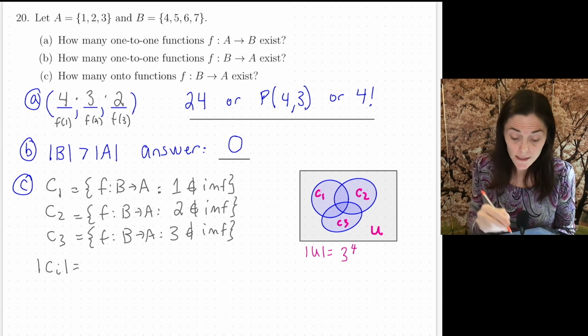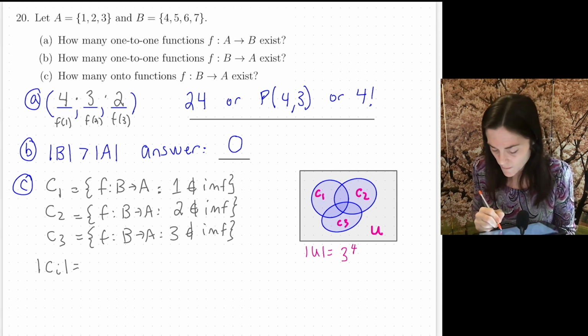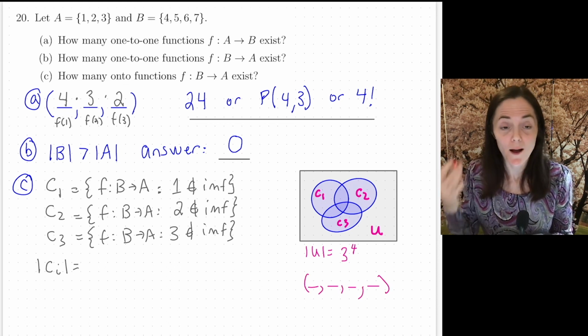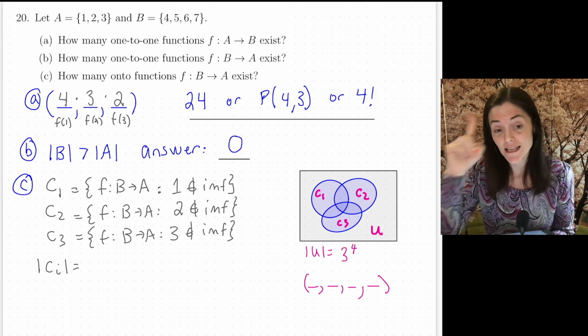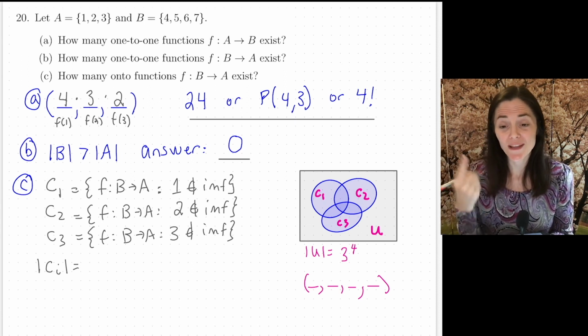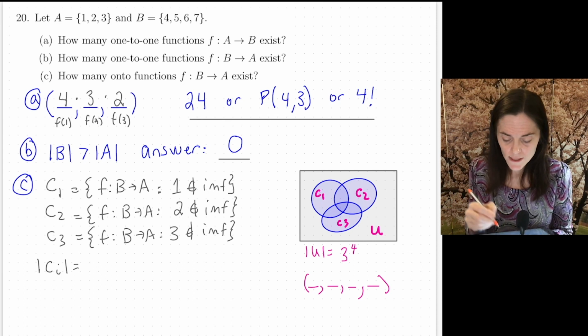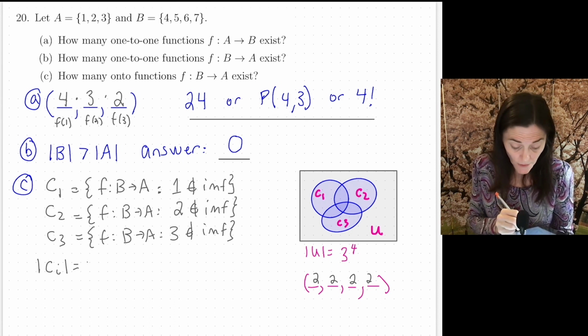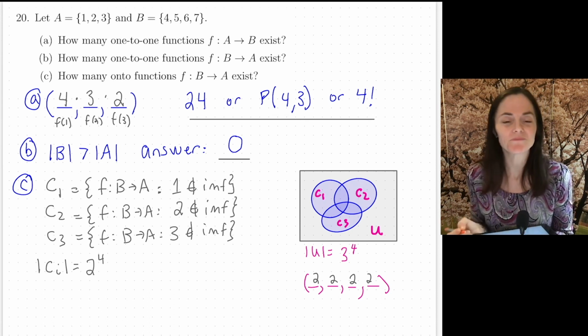You see the cardinality of any of these, C1, C2, or C3. Well, you have a list. In fact, I can add this here. We have 1, 2, 3, 4. For all functions, we could put all possibilities from elements in A. But for any of the Ci, you only have 2 possibilities. So for the Ci, you have 2, 2, 2, 2. So the cardinality of any of these is 2 to the 4.